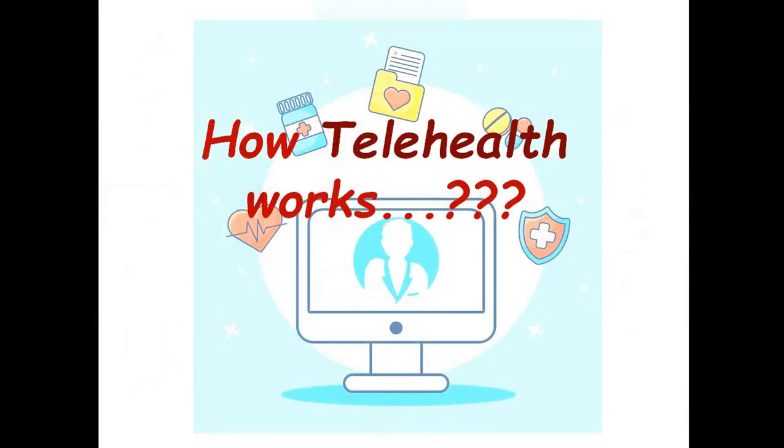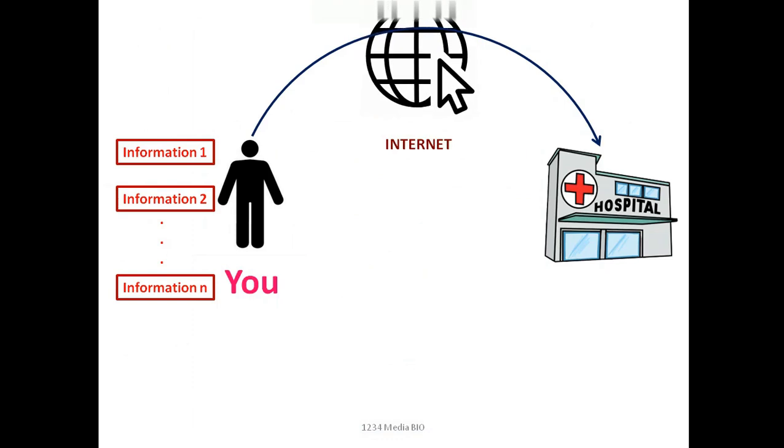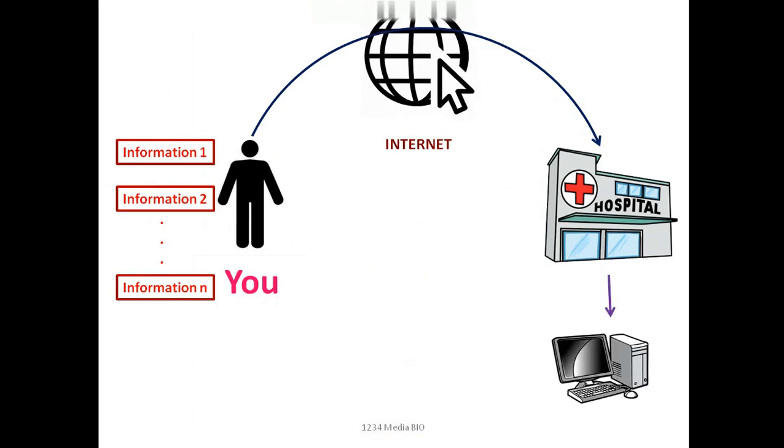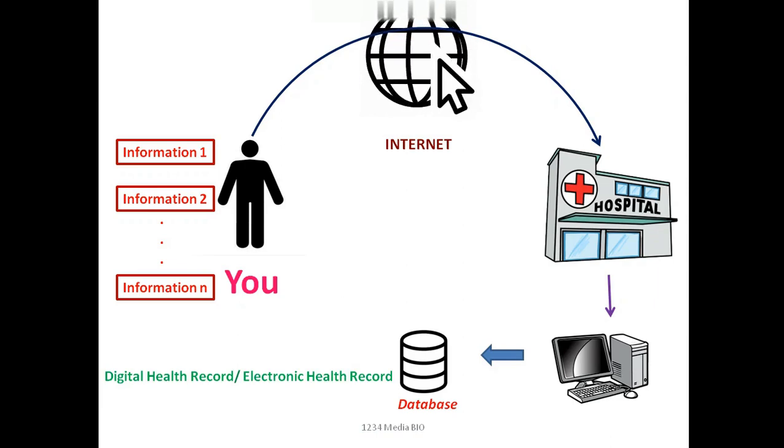So how does telehealth work? Well, this is you again. And this is all your health information, which is being sent to the hospital via the internet. The hospital has its own computer, which receives the information and stores it in a database, which is your digital health record, or electronic health record. So according to your health information, the computer processes it and sends the treatment information to you via the internet. That's how the entire telehealth framework works.